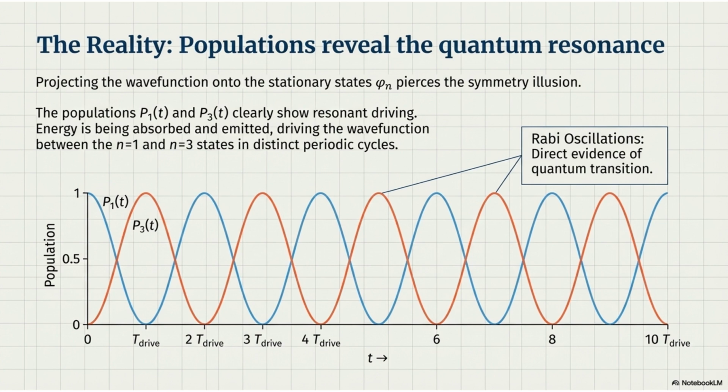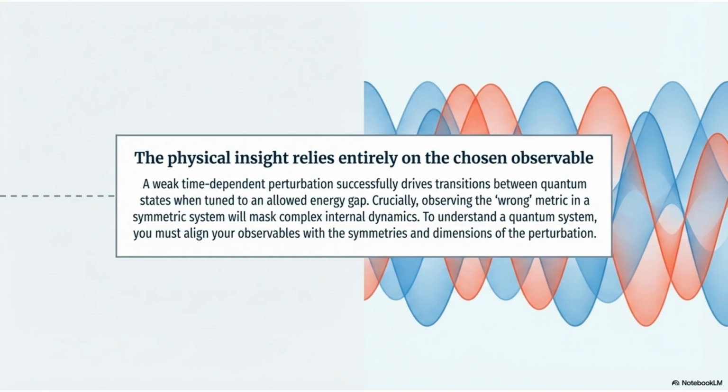The clear Rabi oscillations between P1 and P3 show energy is being absorbed and emitted, confirming the transition between the n=1 and n=3 states. The physical insight here relies entirely on the chosen observable. To understand a quantum system, you must align your observables with the symmetries and dimensions of the perturbation, as the wrong metric can mask complex internal dynamics.